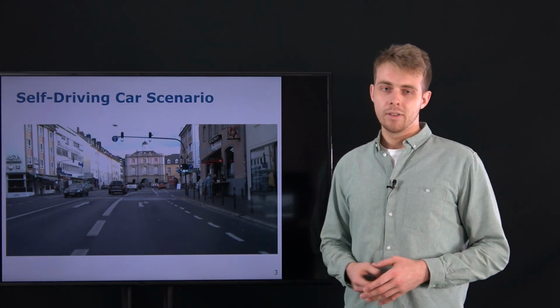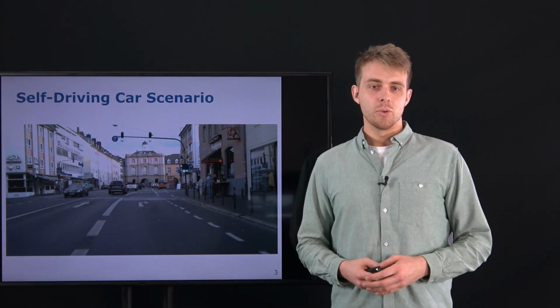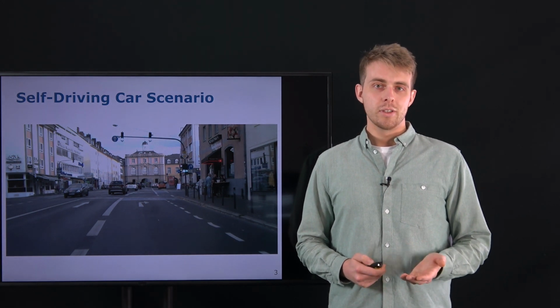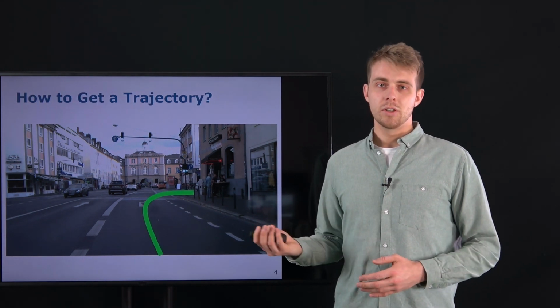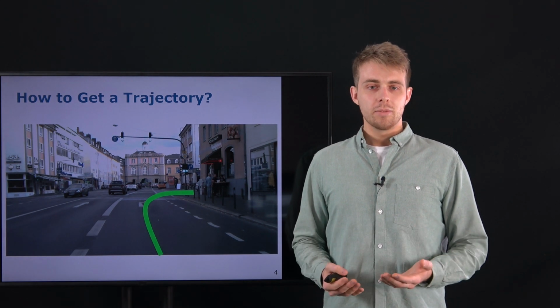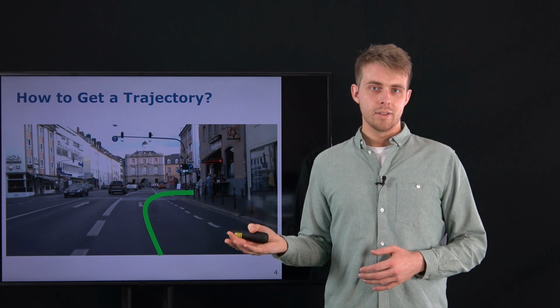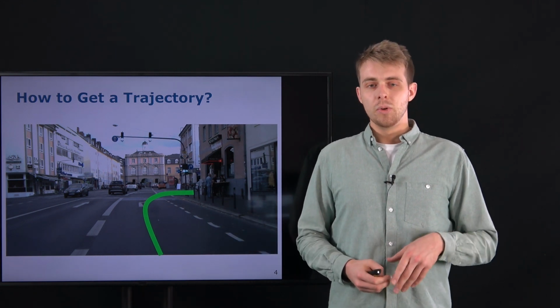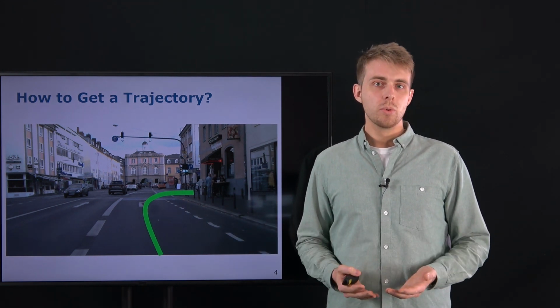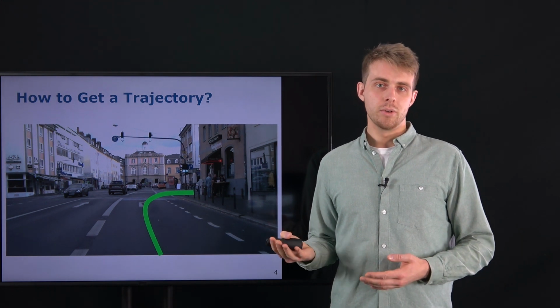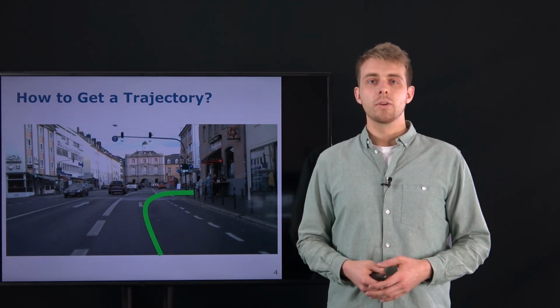So this is the typical view from a self-driving car on a road. And today's question is, how do we get this green trajectory? So we want to get from our current position to a goal. And the goal might be somewhere outside this view. So we need to know which overall route we need to take. Should we make a right turn here or go straight and then make the right turn?